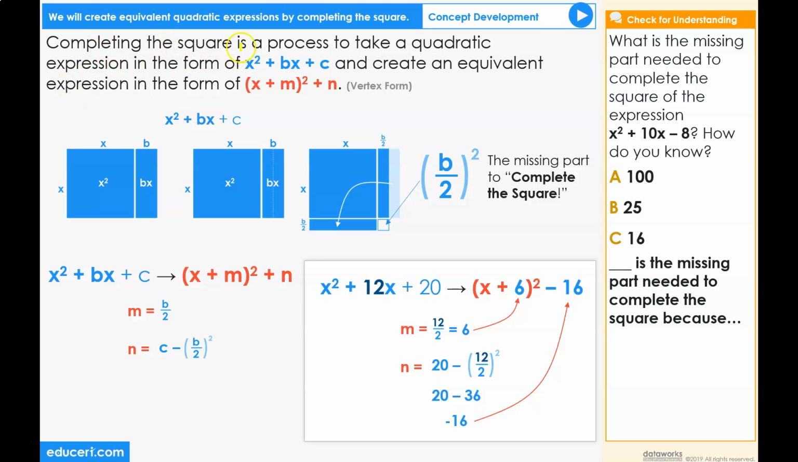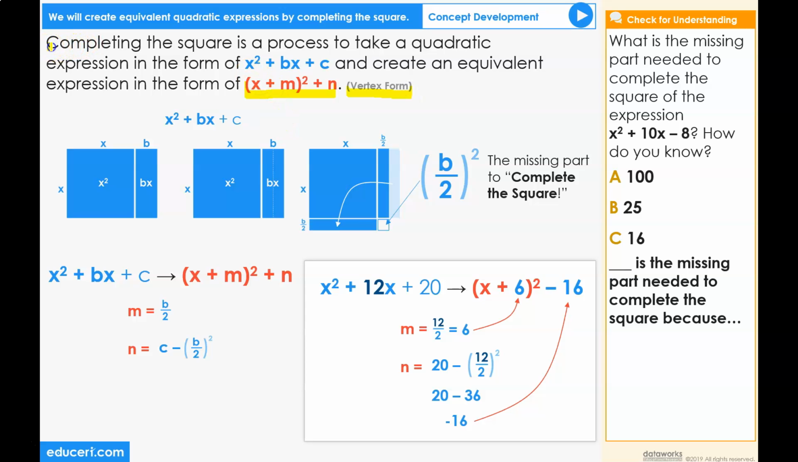Completing the square is a process to take a quadratic expression in the form of x squared plus bx plus c, where b and c will be numbers, and create an equivalent expression in the form of the quantity x plus m squared plus n, where both m and n will also be numbers. This form should look familiar. In previous lessons, we referred to this in a function as vertex form.